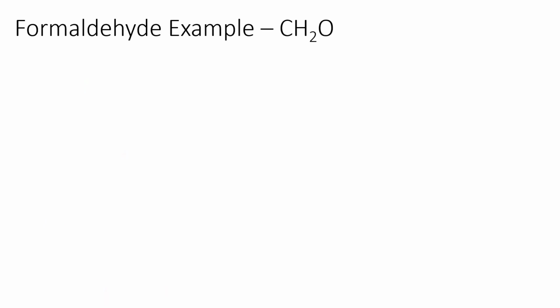So the next example that I want to look at is going to be our example of formaldehyde. Our formula for formaldehyde is going to be CH2O. So if we actually get ready to draw out this structure, we're going to see a double bond between carbon and oxygen. Carbon is going to have 2 hydrogens on it, and then that oxygen is going to have 2 lone pairs associated with it.